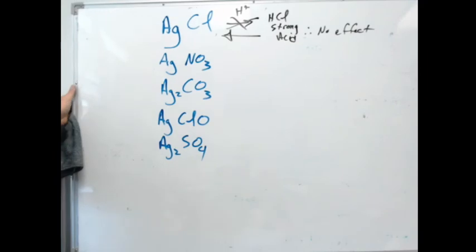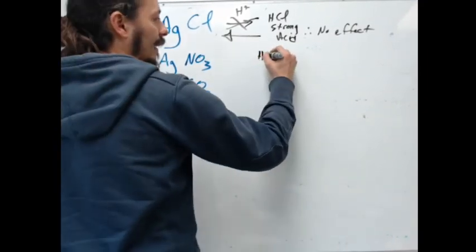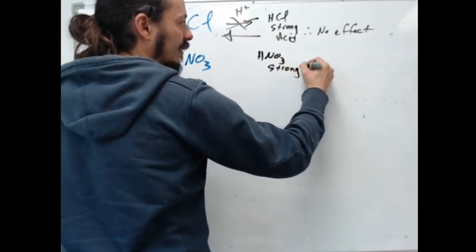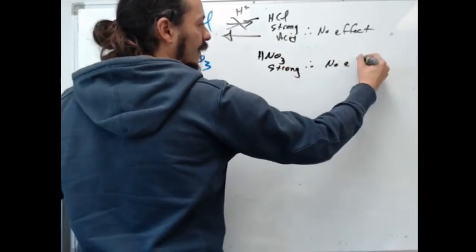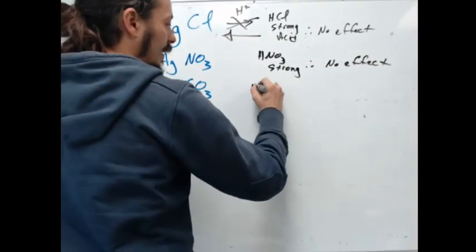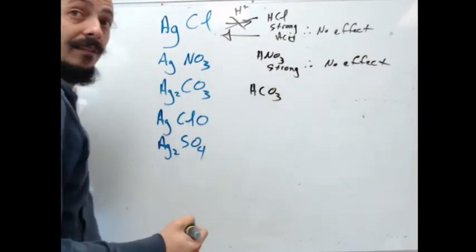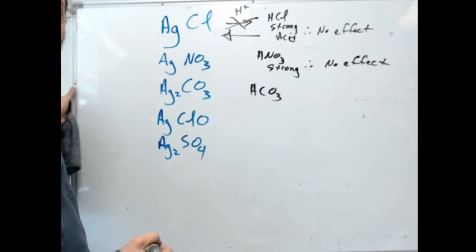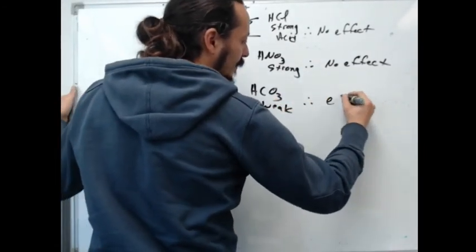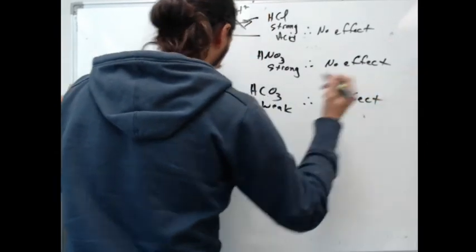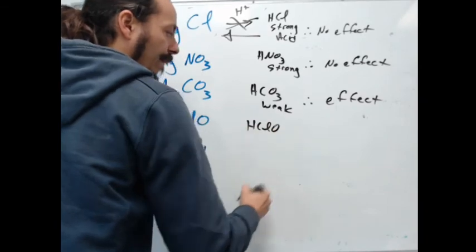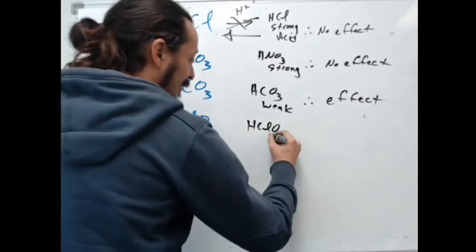AgNO3. HNO3, strong acid. HCO3, weak. HClO, weak.